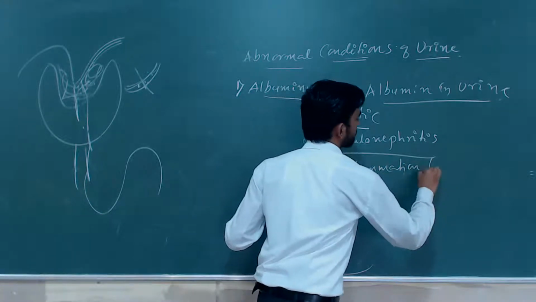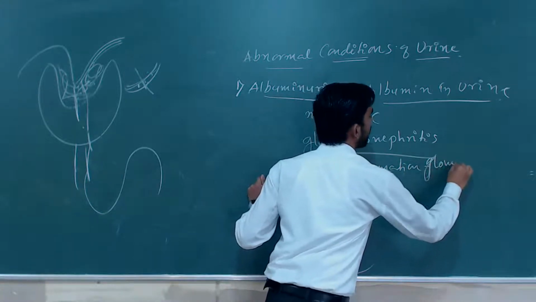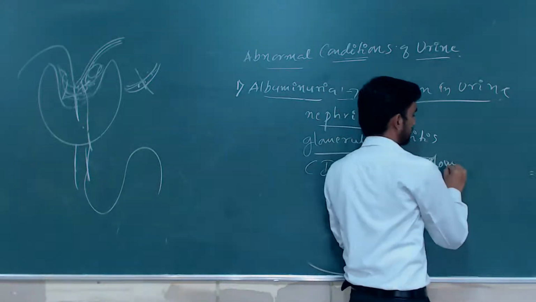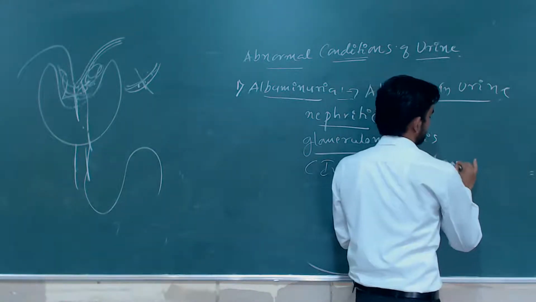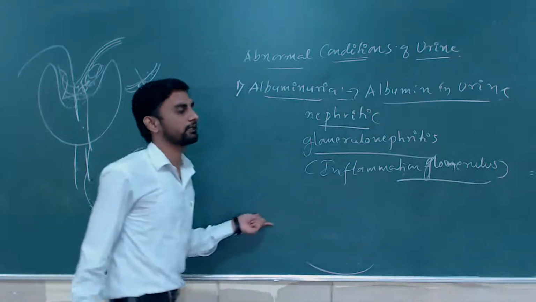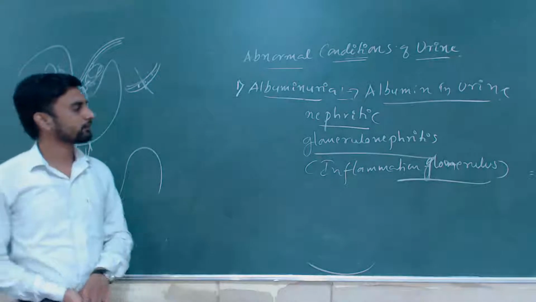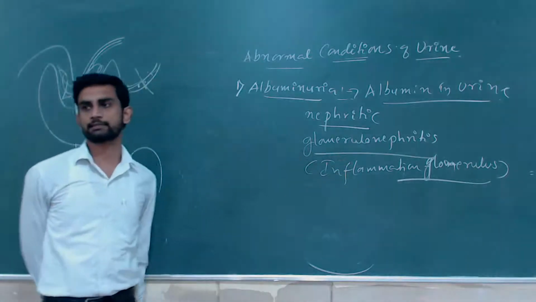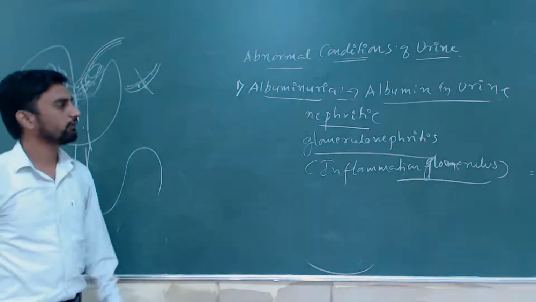Inflammation in the glomerulus, in the particular, in both the kidneys. It may be in a single kidney or in both kidneys. Inflammation of the glomerulus. Why will this happen?